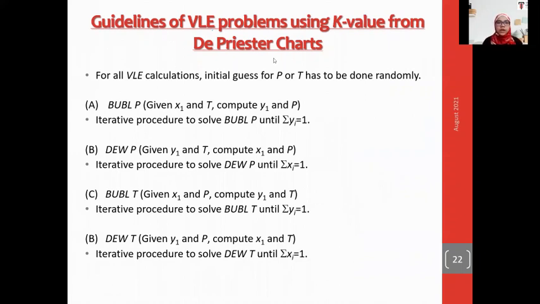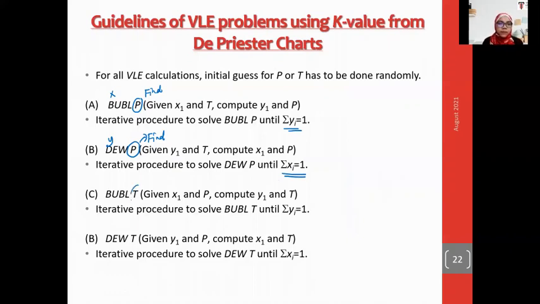Okay, these are the guidelines to solve the VLE problem using the K value from the DePriester chart. For the VLE calculation, we have bubble P. That means we need to find P, and the x, or liquid phase, is given. Then we perform the iteration to solve for bubble P until the summation of the vapor phase equals 1. For dew P, we need to find P, the composition of vapor is given, and we perform the iteration until all the composition of the liquid equals 1.